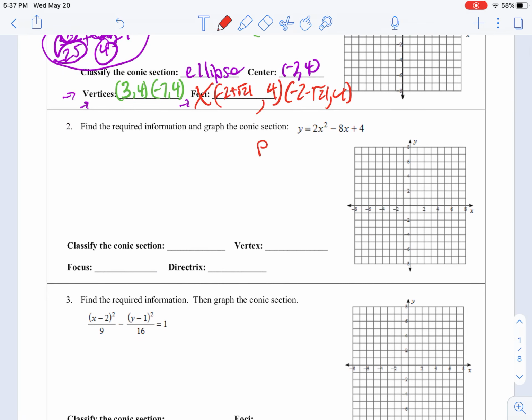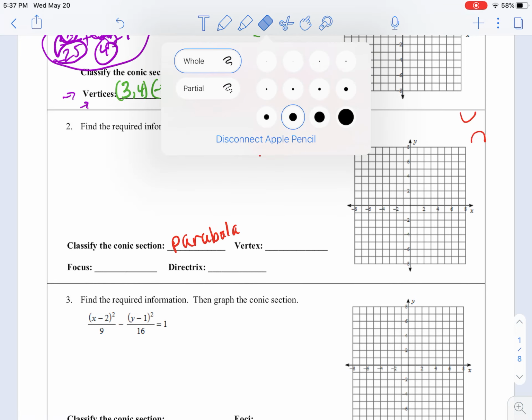Okay, this is a parabola because only one thing is squared, but it's not in a good form to actually graph it and find the vertex. Since x is squared, it's a function that goes up or down. In this case, this one will go up because of the lead coefficient.